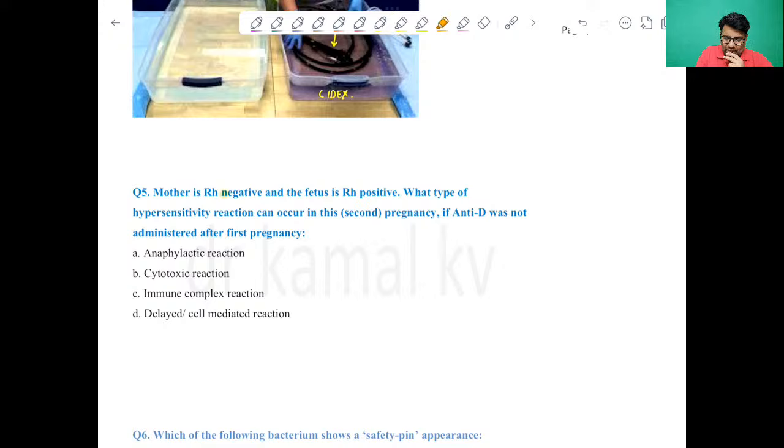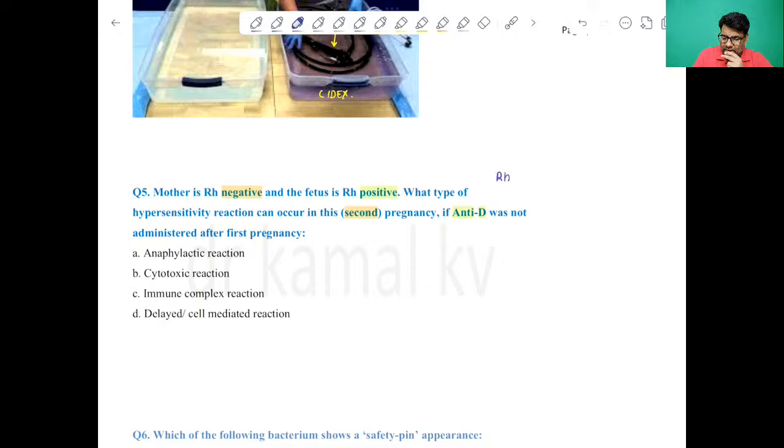Now mother is Rh negative and the fetus is Rh positive. If in the second pregnancy there is a hypersensitivity reaction, which type of hypersensitivity reaction will it be? If anti-D was not given after the first pregnancy. So again, this is a case of Rh incompatibility.